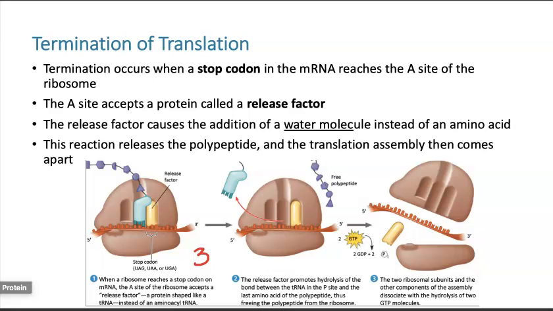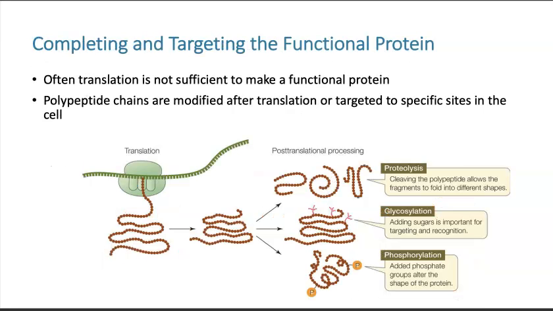But we're not really done yet, because although translation has been terminated, we still have to make a functioning protein. And we're going to do that by doing a couple of different things. So translation in and of itself doesn't tend to make a functional protein. There are 3 basic things that can happen to a polypeptide chain after it's released from translation.